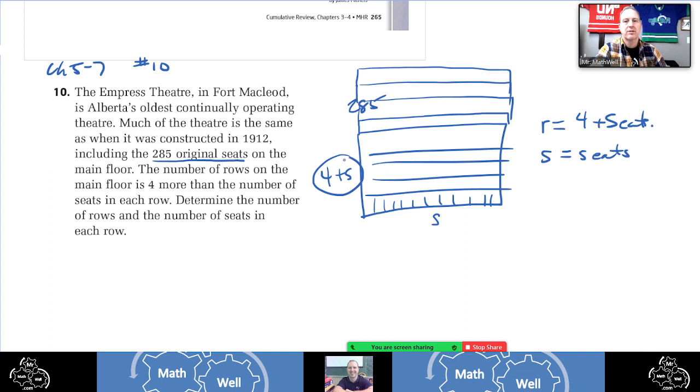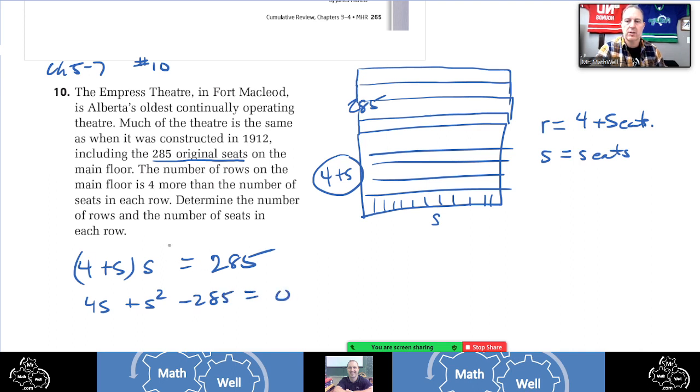So if we can find S and make some kind of equation, I guess we're assuming this is rectangular, right? So I think you can go 4 plus S times S equals 285. That's what it looks like to me. Let's see if this works. So 4S plus S squared minus 285 equals 0. Two things I did at once there, multiplying and then that subtraction. Or S squared plus 4S minus 285 equals 0.